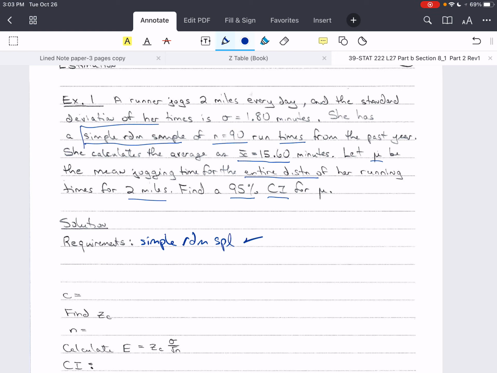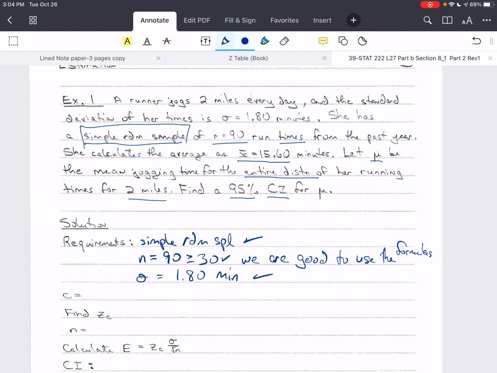Check. She says it right here: simple random sample. Then, since n is equal to 90, and that's greater than or equal to 30, we are good to use the formulas. Okay? And then finally, sigma is equal to 1.80 minutes. So we know that. So we've met the requirements.